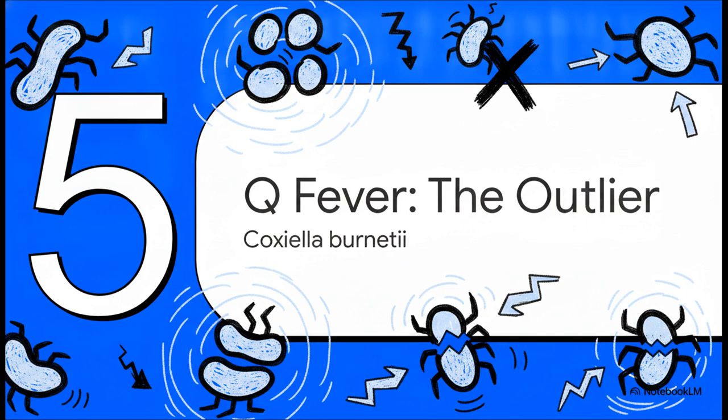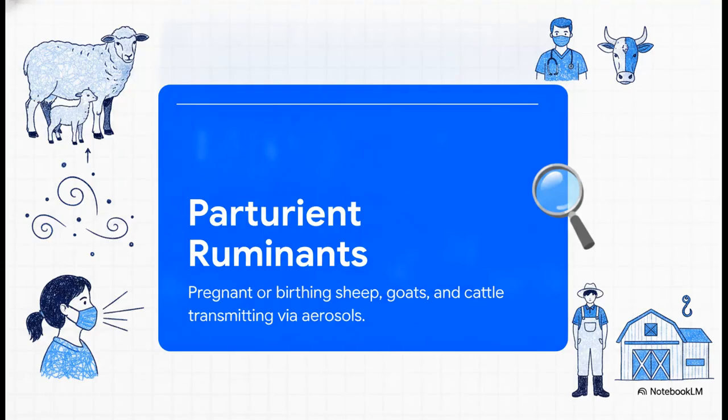Section 5, Q fever, the outlier. Coxiella burnetii is the bug that breaks pretty much all the standard tick-borne rules we've established today. So what makes it such a rebel? Well, there is 0 tick bite required. The primary source for Q fever is actually parturient ruminants, which is just a very fancy way of saying sheep, goats, and cattle that are pregnant or actively giving birth.